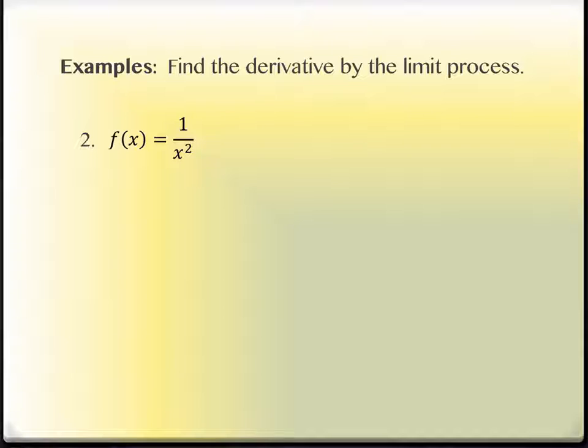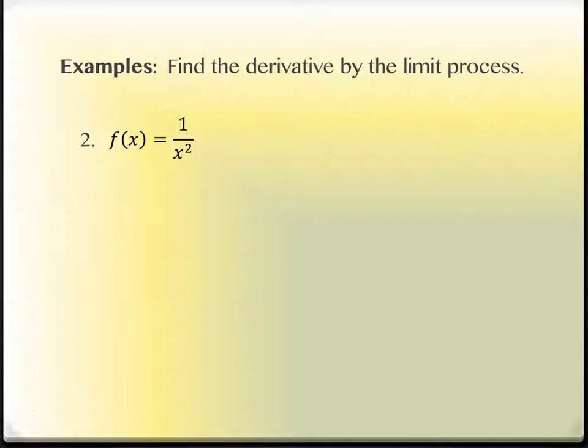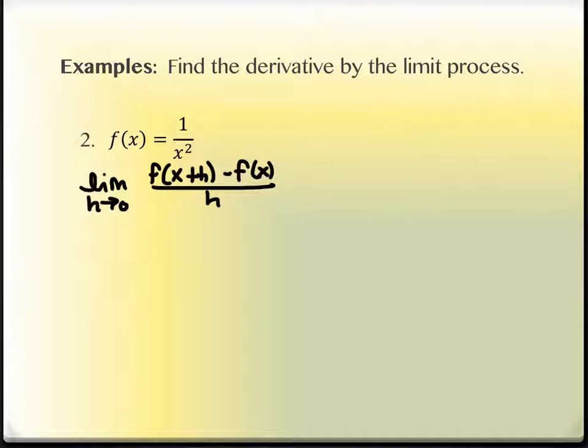Okay, this one says find the derivative by the limit process. We're going to use this formula that's in the box right here. So the first thing I'm going to do is write that formula on the other screen. I want to find the limit as h approaches 0 of f of x plus h minus f of x over h, and this is f prime of x. That's what I'm looking for. This is just copied from the page before.